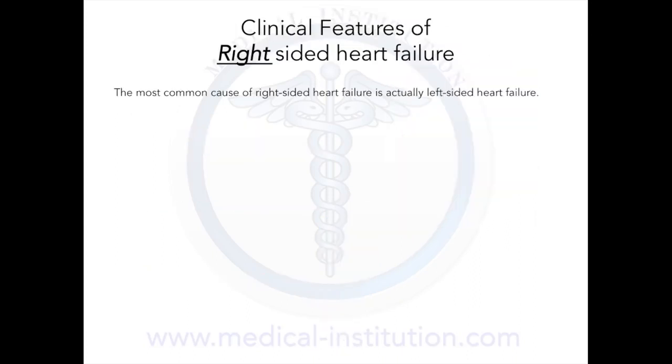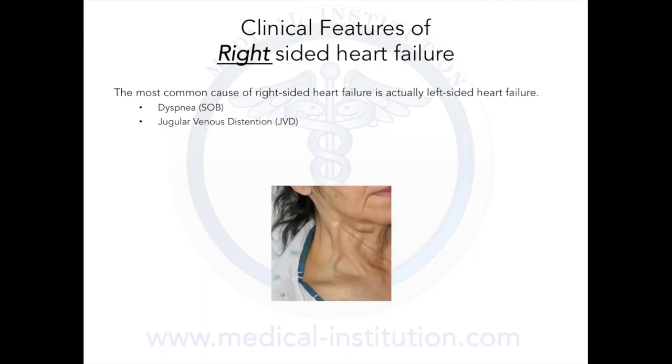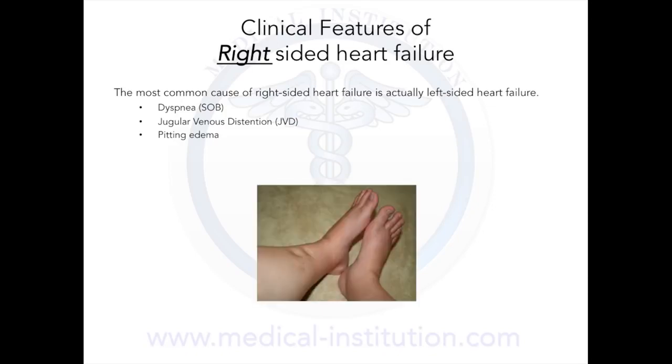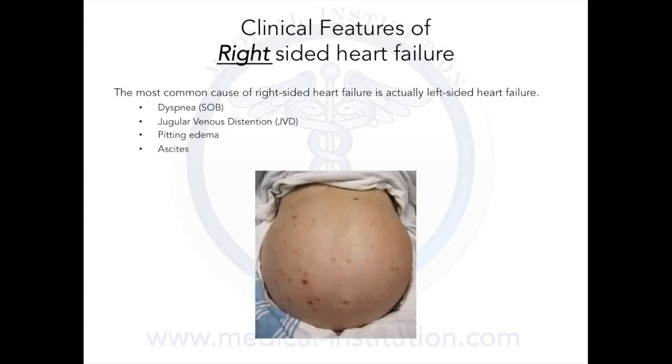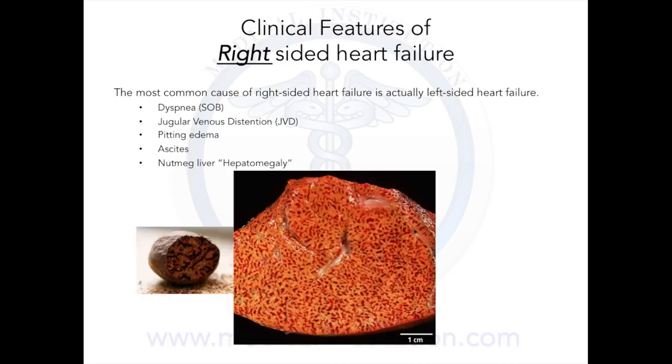The most common cause of right-sided heart failure is actually left-sided heart failure, and the common clinical features include dyspnea, since the right heart is unable to pump blood into the lungs to get oxygenated, jugular venous distension, since the jugular veins cannot empty their blood into the congested right atrium, pitting edema, which is due to fluid overload and increased hydrostatic pressure, ascites, which is due to fluid accumulation in the peritoneal cavity, and nutmeg liver, which is due to chronic passive congestion of the liver, and as you can see here, it resembles a cut nutmeg.